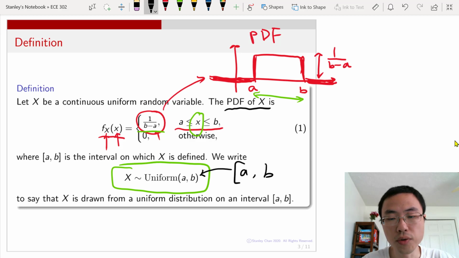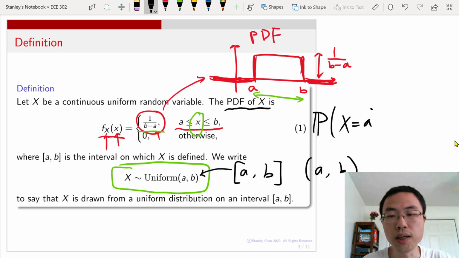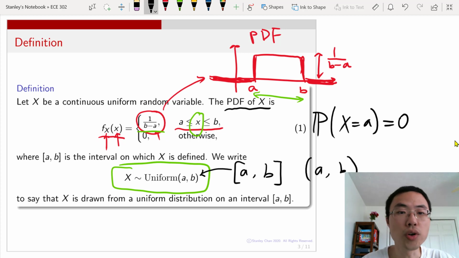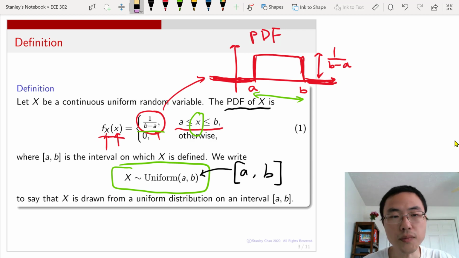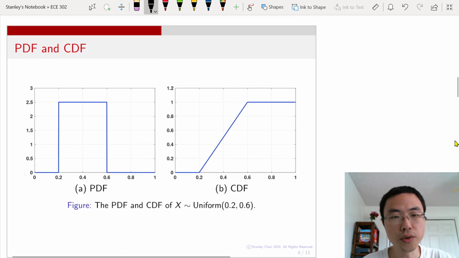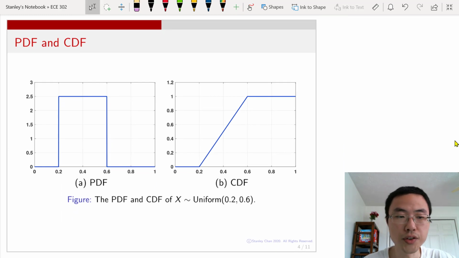Now, is it going to be a closed interval or an open interval? That does not really matter. This is because for continuous random variables, the probability that X equals A is 0. So you do not need to worry about the endpoints. Whether it is an open interval or a closed interval, since you're using a continuous measure, it does not really matter. Okay, so this is the definition of a uniform random variable. And let us look at a particular example and see if it makes sense.